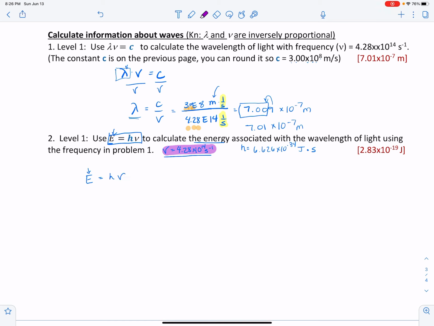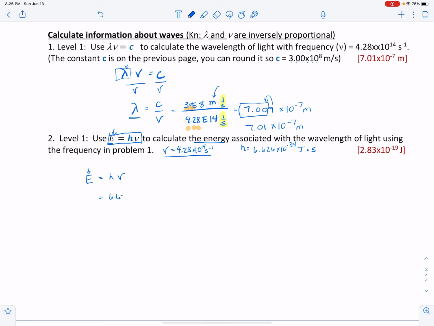And then we want to use h is the constant, so we're going to use this number here, 6.626 times 10 to the minus 34th. It's very small, joule seconds, for our h value. So again, we're solving for E. The number should come out in joules.